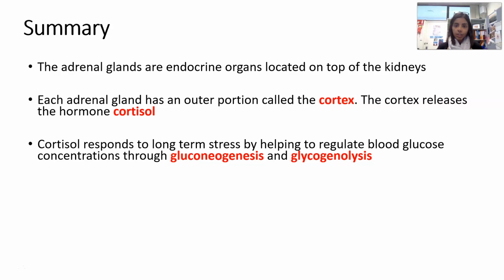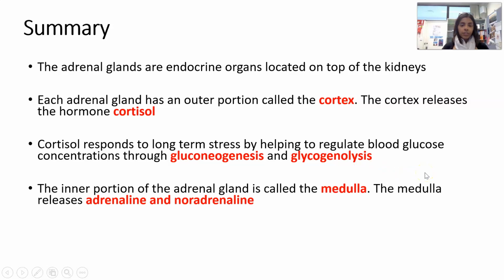Cortisol will respond to longer-term stress by helping the body to regulate its blood glucose concentrations. It does that through making new glucose. So this is where if we don't have enough carbohydrate in our body, we will look to alternative sources such as proteins, and we will break them down to amino acids, and those amino acids will be converted into glucose, which can be used. So that is gluconeogenesis. If we do have carbohydrate in our body, we will break that storage carbohydrate down, glycogen, we'll break that down into glucose through the process of glycogenolysis.